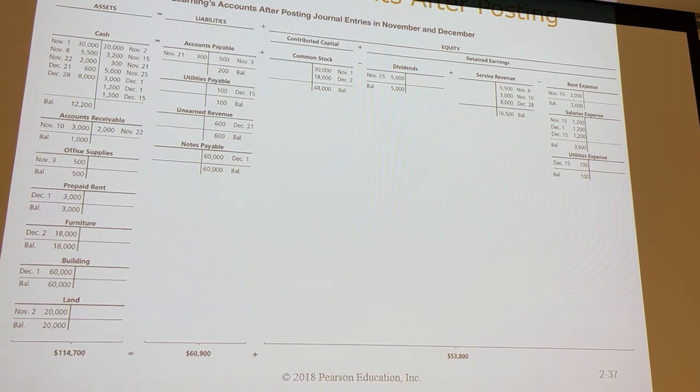$114,700. If you were to add together the totals for the liability accounts and the equity accounts, combined, those two figures would add up to $114,700. So we would be proving here, by doing that, that our accounting equation remains in balance after we have made all of these journal entries and then posted them to our ledger.